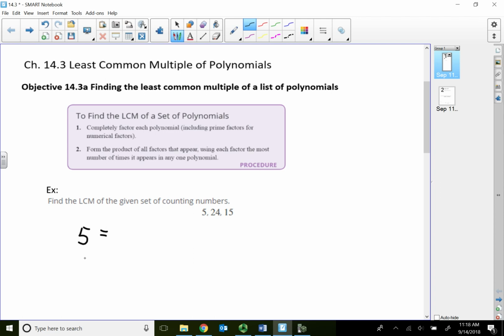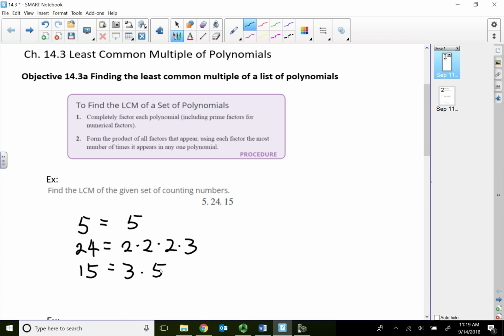As you can recall, I demonstrated this one time before. To find the least common multiple or greatest common factor, we basically find all the prime factors of a number. So 5 is just 5, because 5 is already a prime number. 24 is like 6 times 4. The 4 is 2 times 2, the 6 is 2 times 3. 15 is 3 times 5.